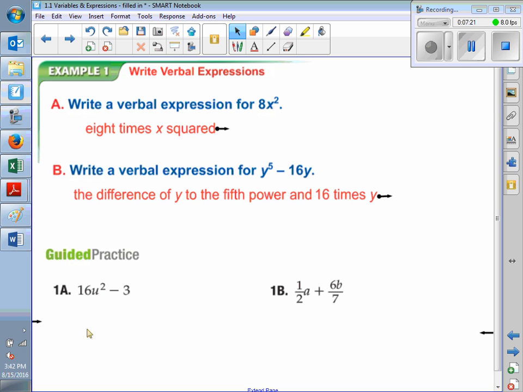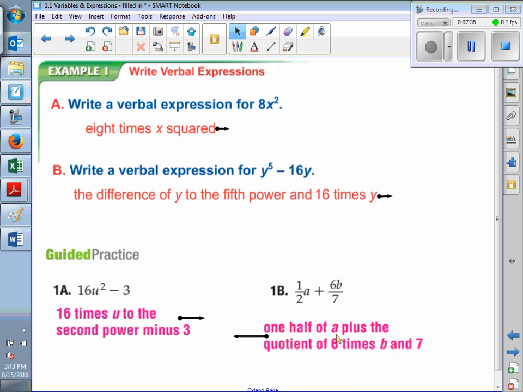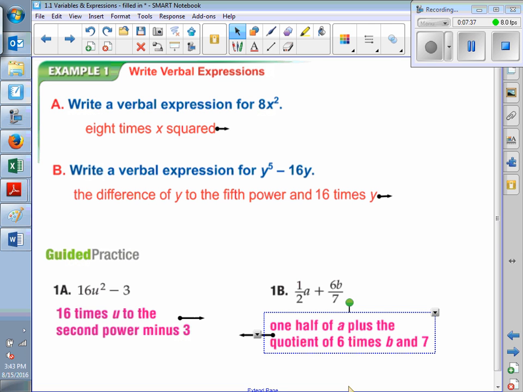All right. So for the first one, we could have 16 times u to the 2nd power minus 3. That's what one of you said, right? Then, for the second one, 1/2 of a plus the quotient of 6 times b and a number.